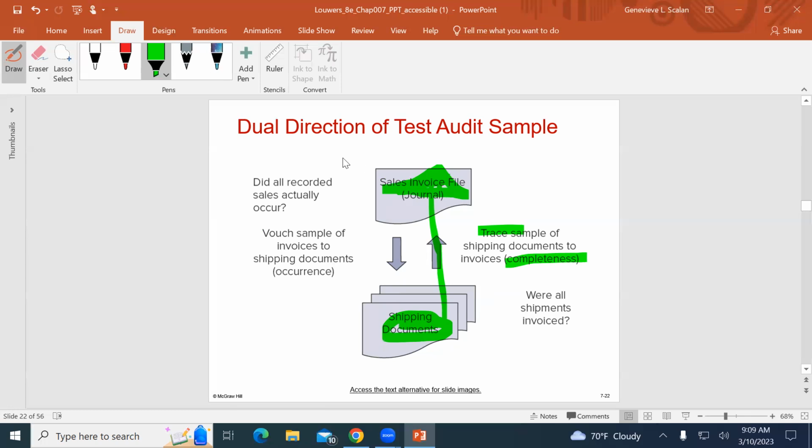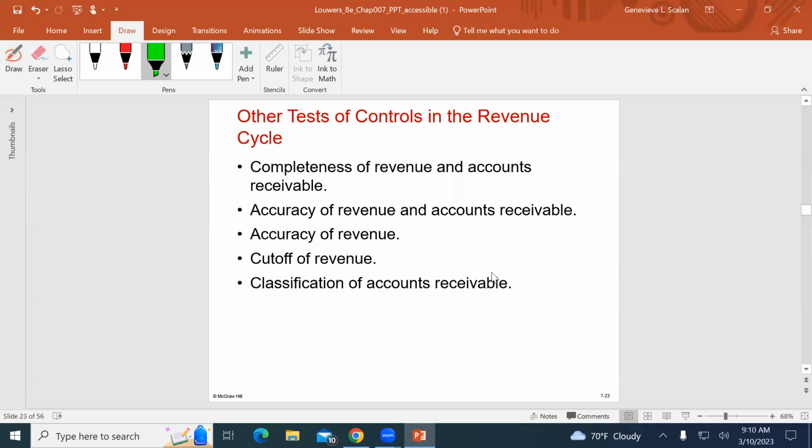So your directionality of testing is what makes your test relevant, right? If I'm testing for completeness, I can't start up here. This doesn't make sense to test for completeness here because by definition, everything that's there is there, right? I can't pull something from here and test for completeness because it's there, right? Just like I can't test for occurrence from down here because these occurred. I know they occurred, they're real. If I go that way, I'm testing for completeness.